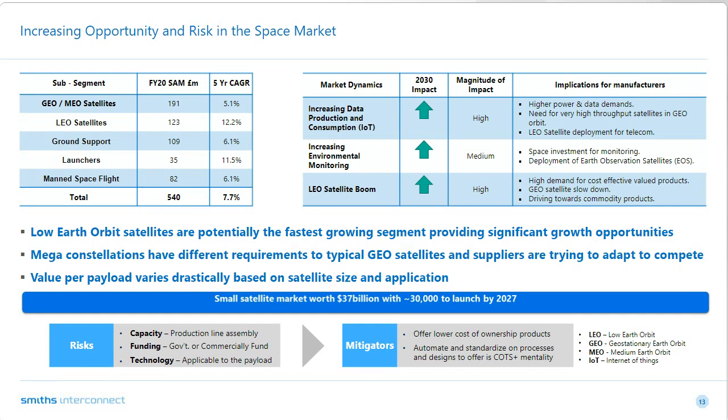The low Earth orbit satellites are potentially the fastest growing segment, providing significant growth opportunities for both manufacturers and suppliers. The need for higher power, throughput, and data demands are going to put pressure on the manufacturers to deliver improved performance. The demands of the LEO satellite boom will also be high, with customers and manufacturing needing more cost-effective products, driving towards more reliable standards. We will see in this area demands of qualification, but at a much lower standard.